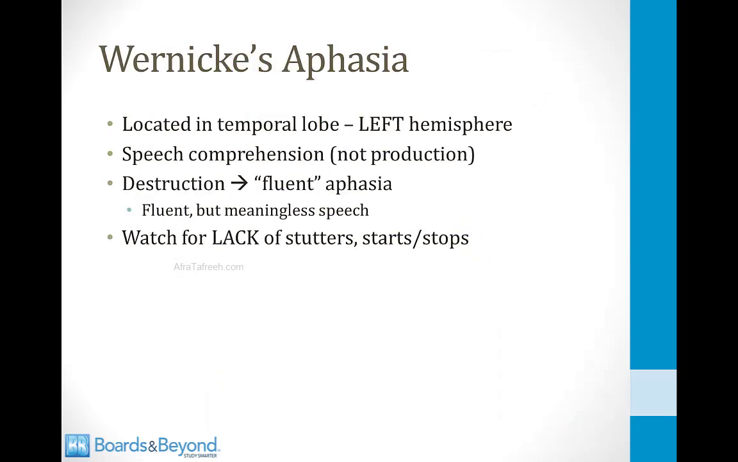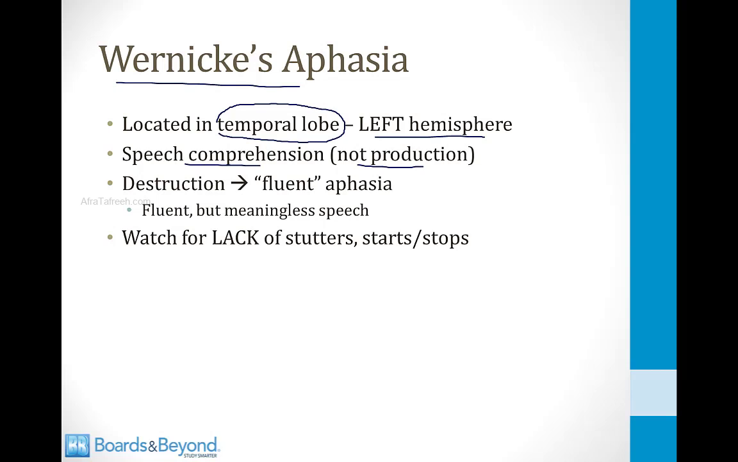Now contrast that with a Wernicke's aphasia. So Wernicke's speech area is found in the temporal lobe. I'm going to briefly move away from the frontal lobe just to keep discussing these aphasias. It's usually found in the left hemisphere. And Wernicke's area is responsible for speech comprehension, not production.